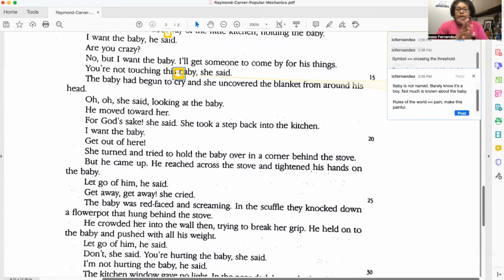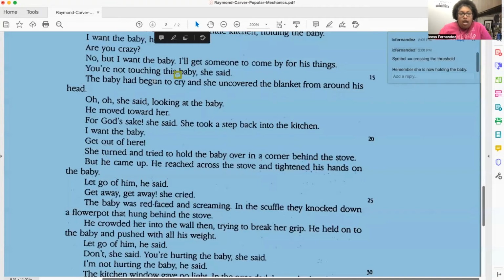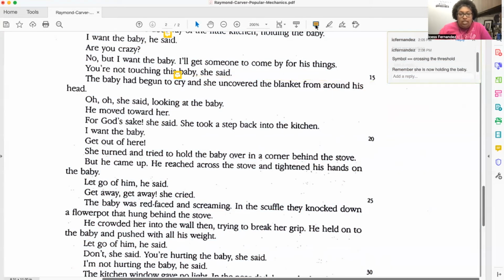So you're not touching the baby, not touching him or her. They might as well call the baby "it." You don't even have a name for the baby. You don't even know that the baby is a boy until the man says, I'll send someone to come by for his things, right? So you know very little about the baby. And you know that the baby is beginning to cry here, and she covers him when he cries. And so now you have right here, he's turning up the heat again, raising the stakes. He is increasing tension.